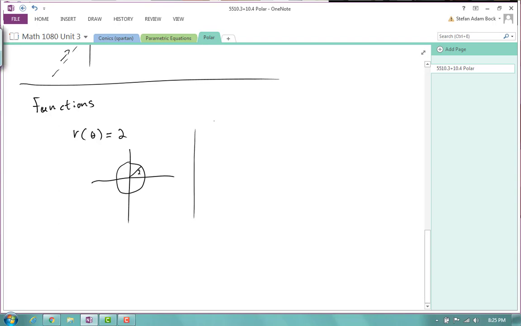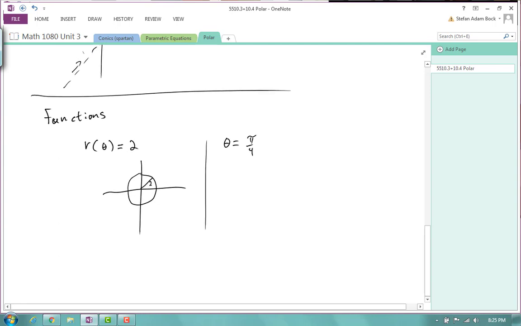Similarly, if I forego the r entirely, I could have theta equal to pi over 4, and that would hold true for all r values. So this would actually be the line just pointing in the direction pi over 4. So this is similar to the line y equals x. And I should say the previous one is similar to x squared plus y squared equals 4.